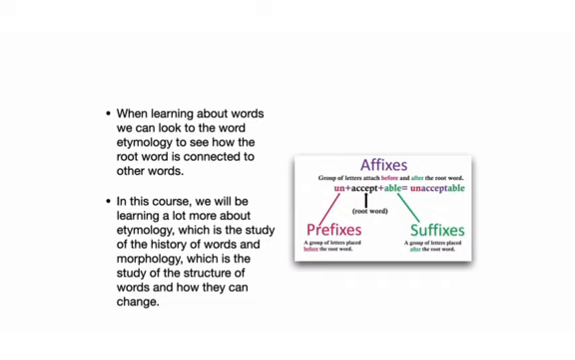When learning about words, we can look to the word etymology to see how the root word is connected to other words. In this course, we will be learning a lot more about etymology, which is the study of the history of words, and morphology, which is the study of the structure of words and how they can change.